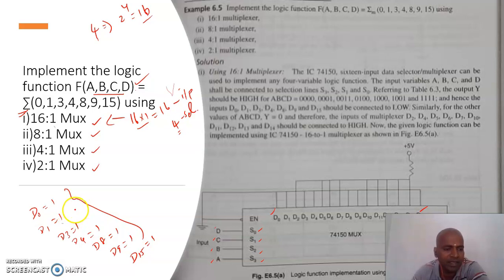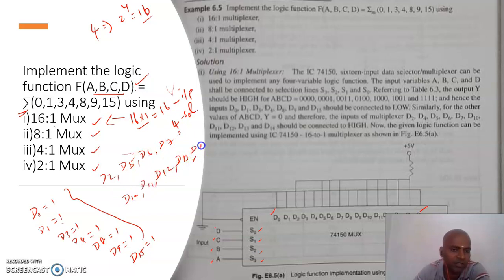Okay, remaining all other variables are equal to 0. That is, the zeros are D2, D5, D6, D7, D10, D11, D12, D13, D14, and D15. So these values are equal to, sorry, not D15, these values are equal to 0.